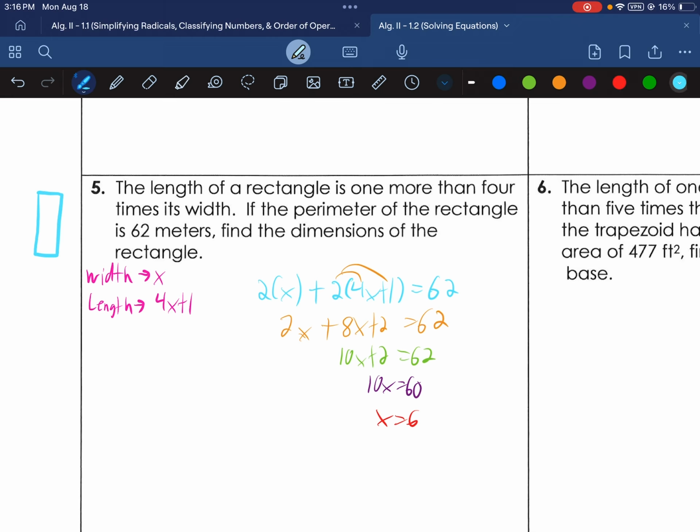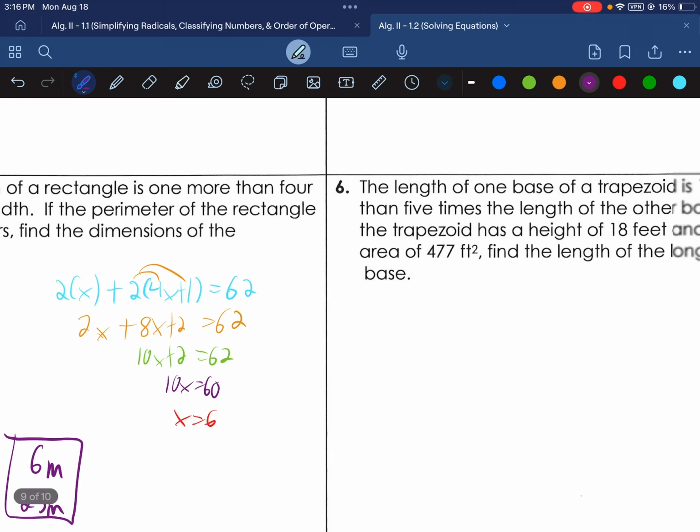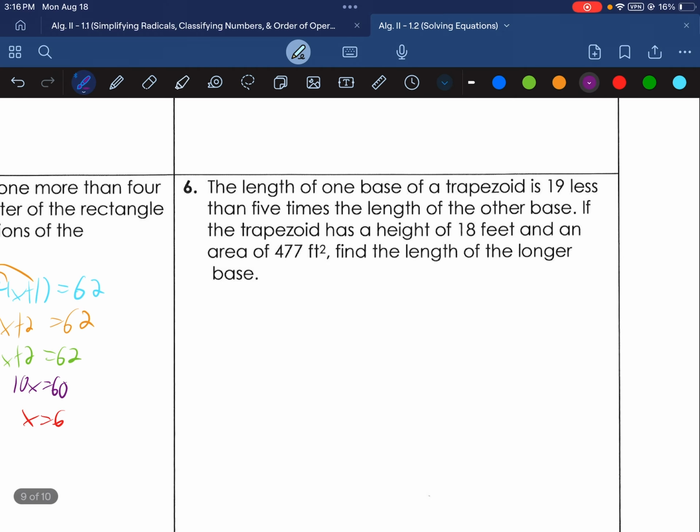Now I'm supposed to find both dimensions, so I need to plug it in to find the other one. If I plug this in to find my other dimension, I get 4 times 6 plus 1. 4 times 6 is 24, and 24 plus 1 is 25. So one side is 6 meters long, and the other one is 25 meters long. We knew the unit because it was used right here. If you just say 6 and 25, rather than say 6 meters and 25 meters, you will lose a half point, so be careful on that.